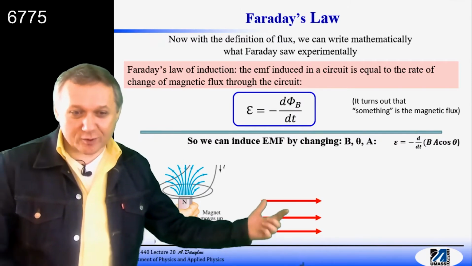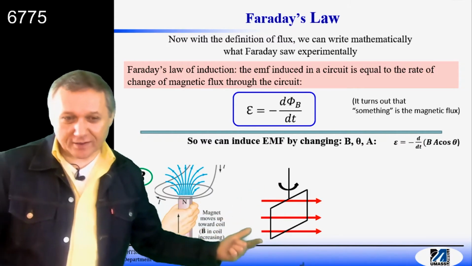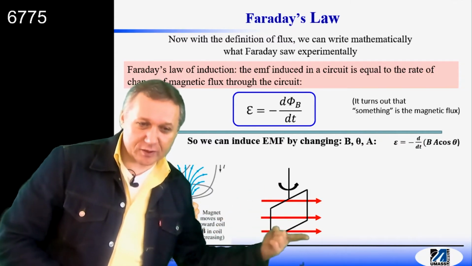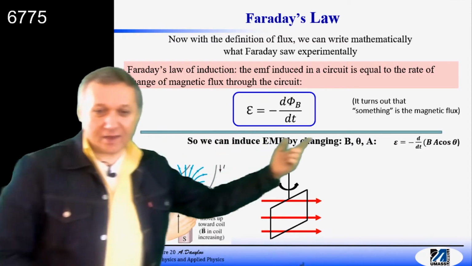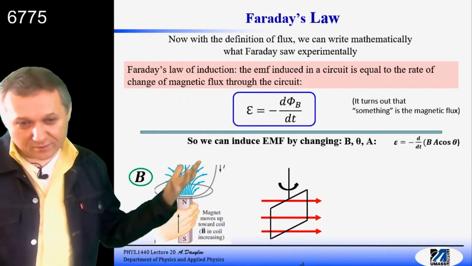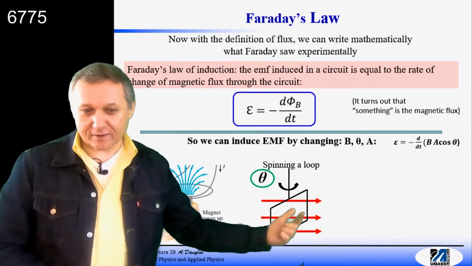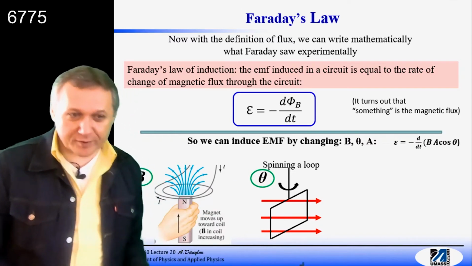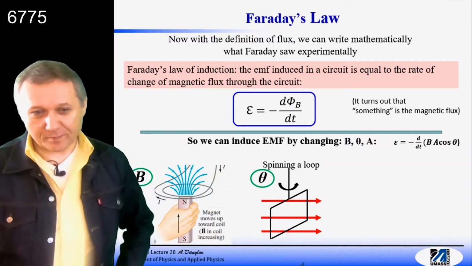Second situation, uniform magnetic field. Let's say this is our conducting loop, and now let's assume that we spin it. In this case, the angle theta changes in time. And of course, as a result, in this loop, there will be EMF produced, potential difference, and current will flow in the loop.